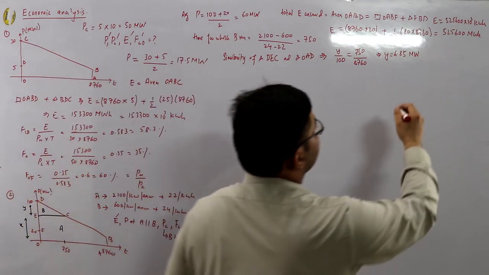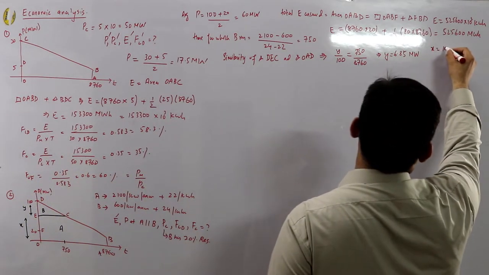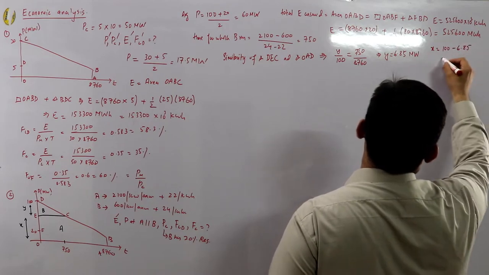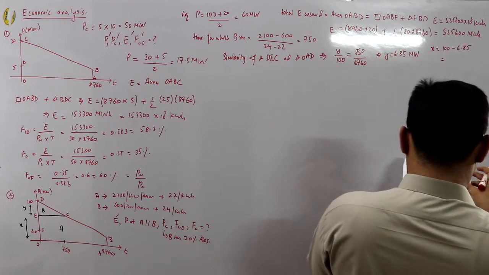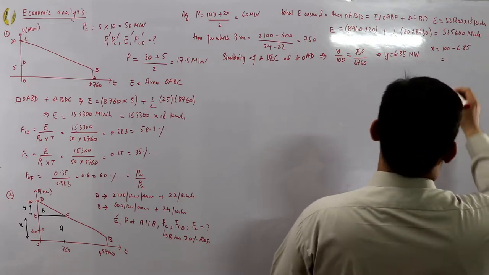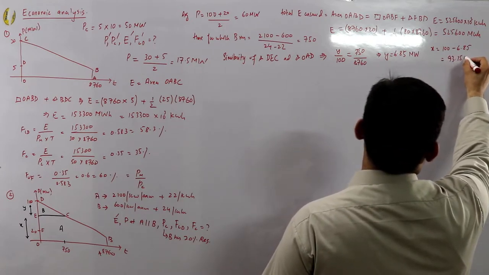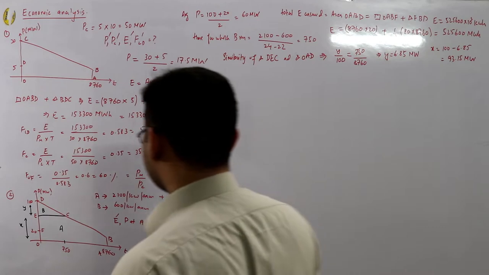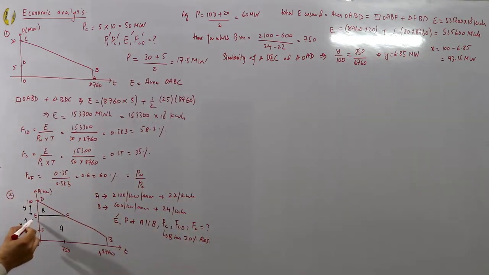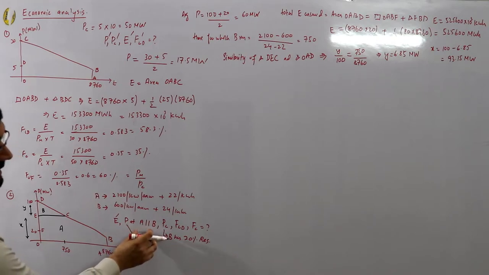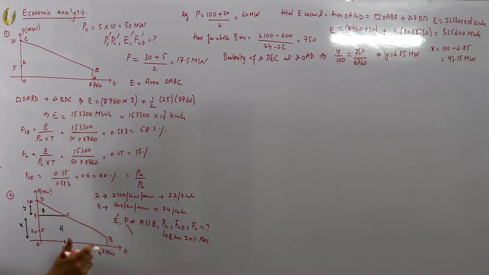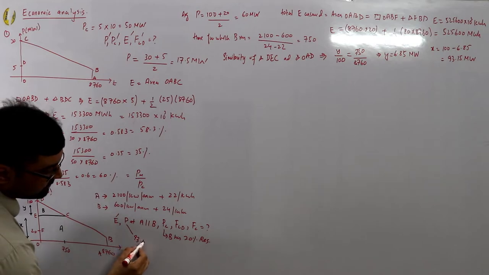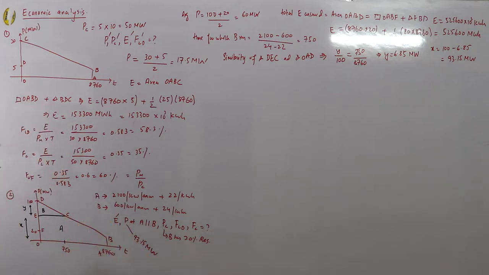X would be 100 minus 6.85, and this comes out to be 93.15. So if this point is 93.15, the power at which station B has to run in parallel with station A is 93.15 megawatts. Is that fine?